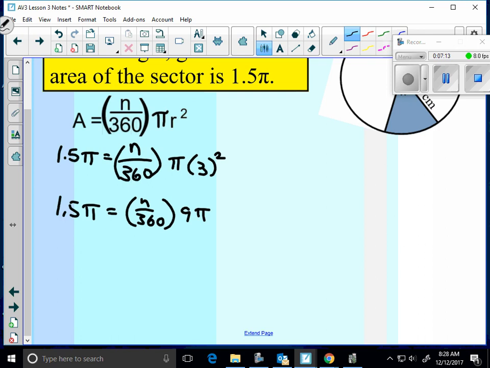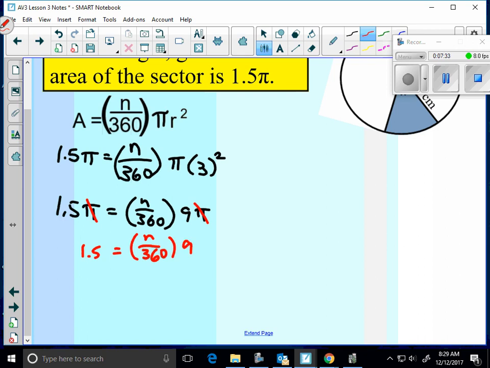Okay, times 9 pi. Thoughts? What should I do? Yeah, and I wouldn't even waste my time. If you see a pi on both sides, I would just cancel it. Right? Just get rid of it. You know that it will divide out. There will be a formula later on where that won't be okay, but we'll talk about that later.